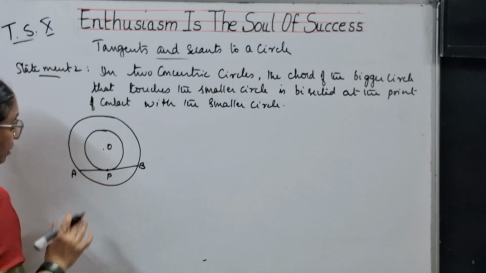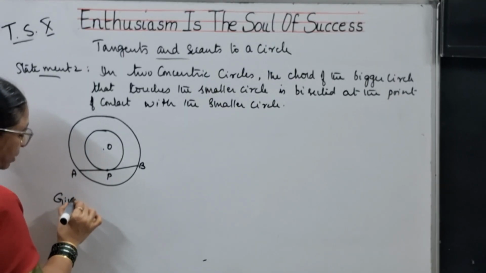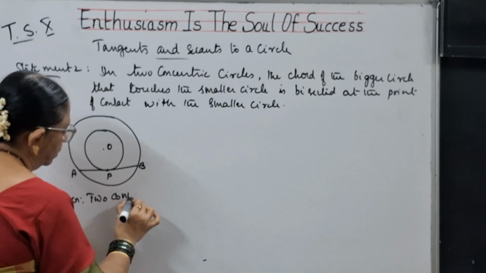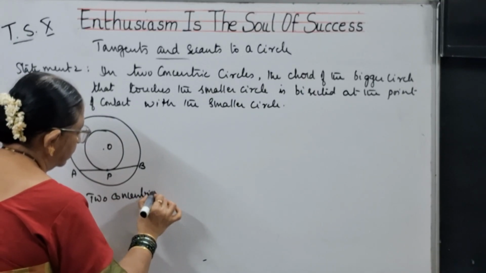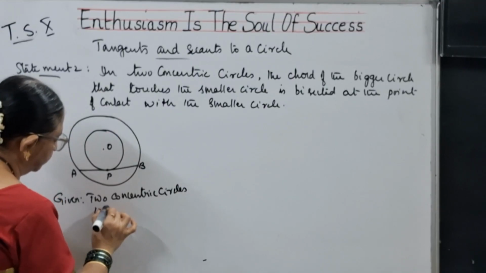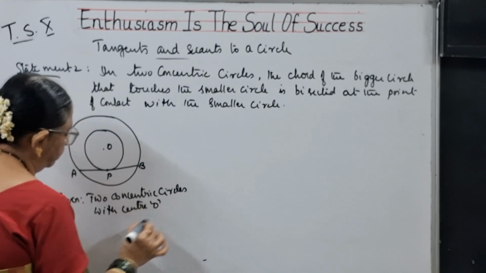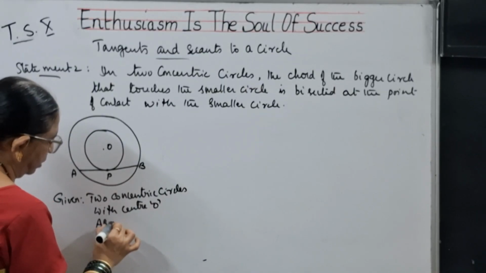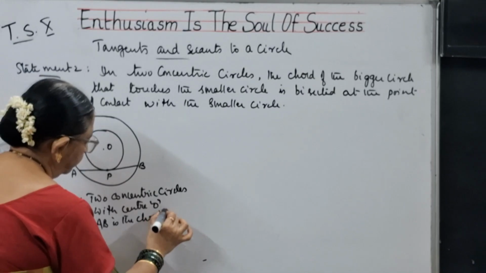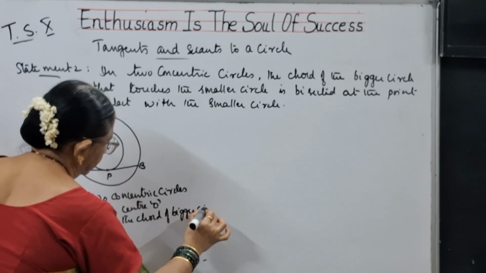Very important statement, children. This you are getting in your examination. Many times I have seen. What is given? You have got two concentric circles with center O. AB is the chord of the bigger circle.